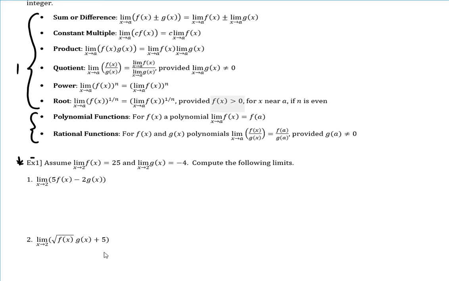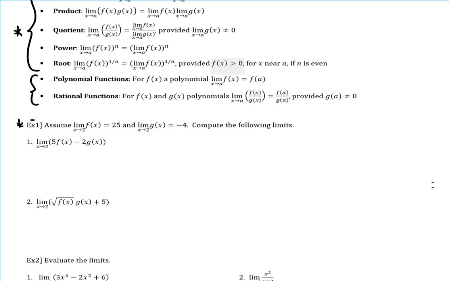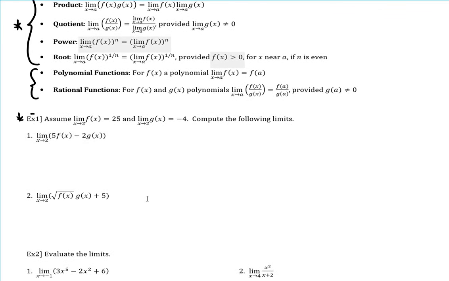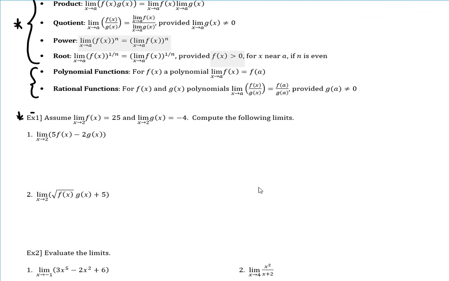Let me go ahead and do a star. So it's using these rules here to help us with example 1. And all we're really going to do is evaluate and substitute. So again, without even knowing these rules, we could probably figure out what needs to be done. So let's show this one. I'm going to rewrite it.